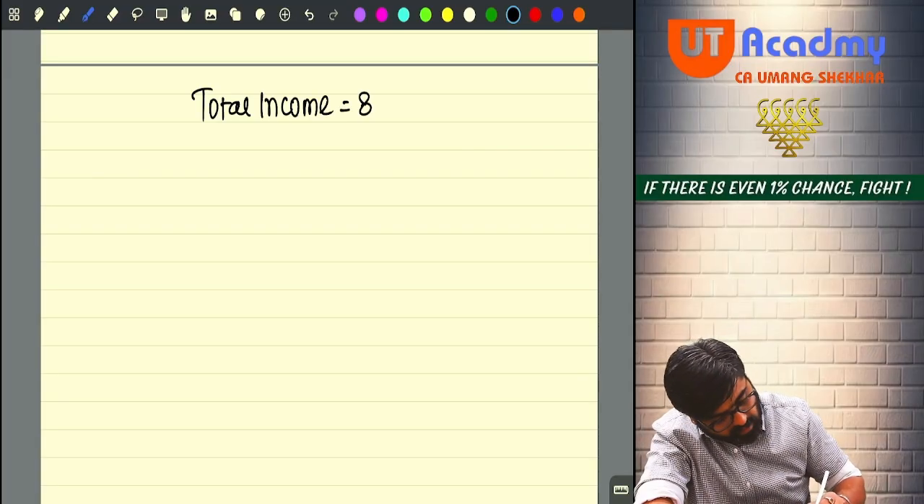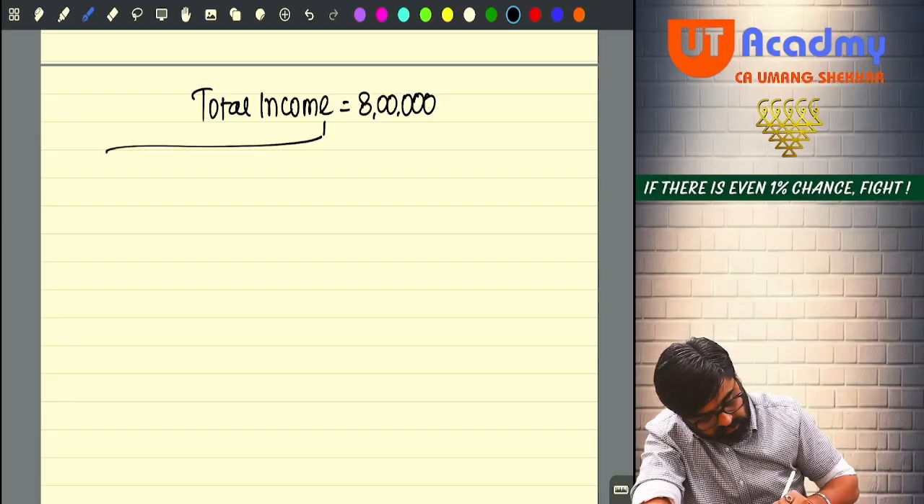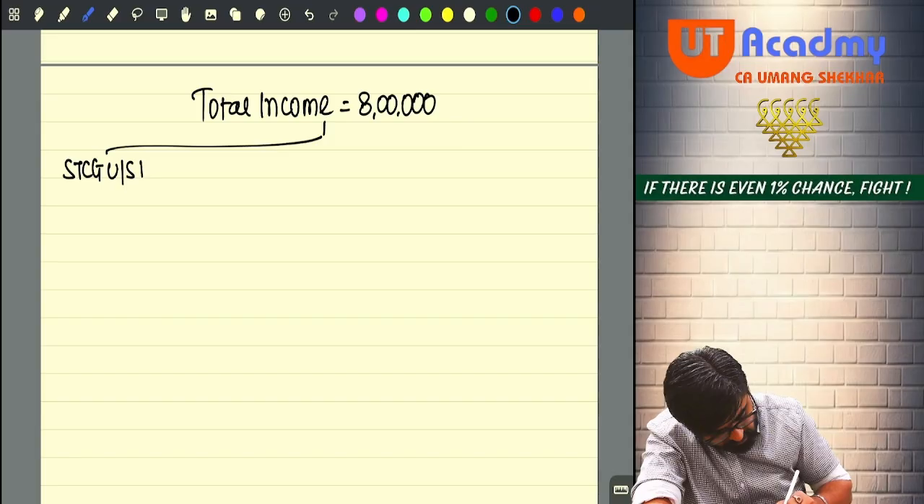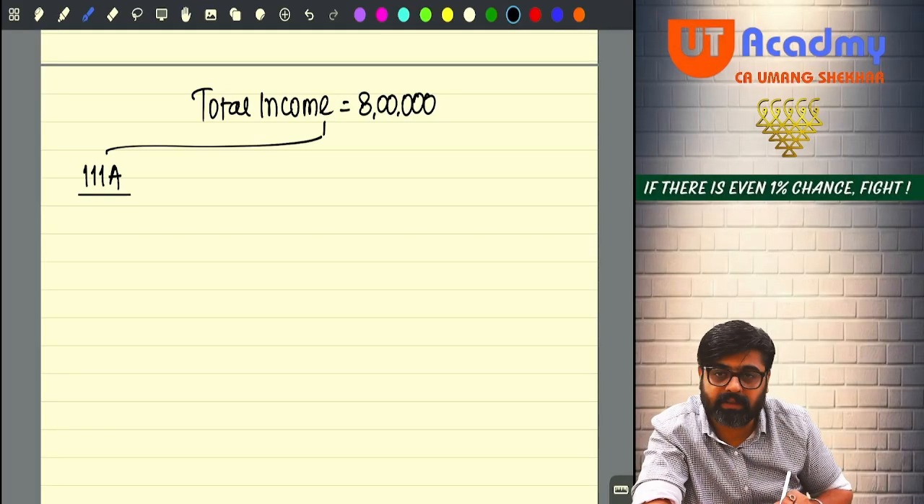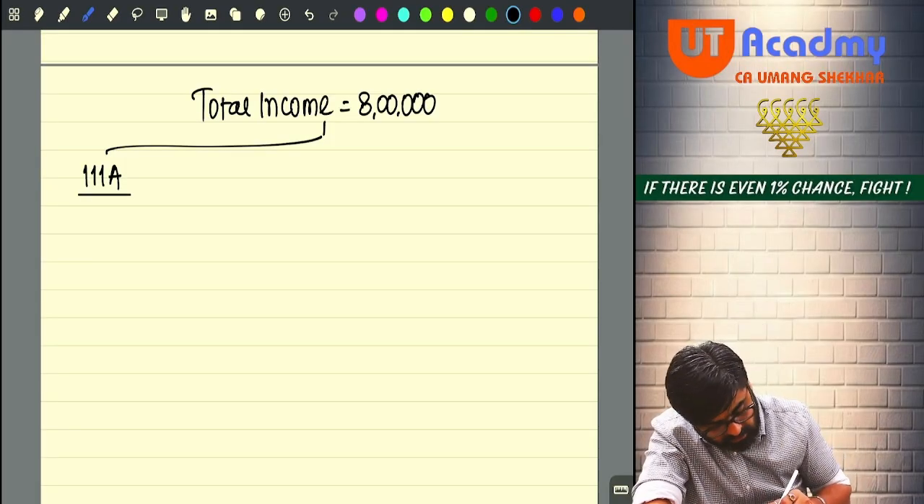Is 8 lakhs possible, not possible? Now, out of this 8 lakh, I am having short term capital gain under section 111A. I'll just write 111A. Will you understand? I'm talking about short term gain under section 111A. That amount was 1,50,000.